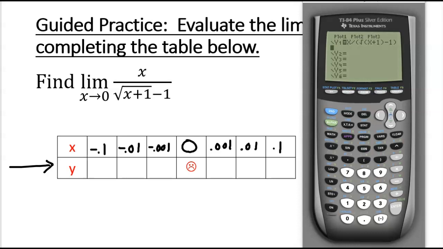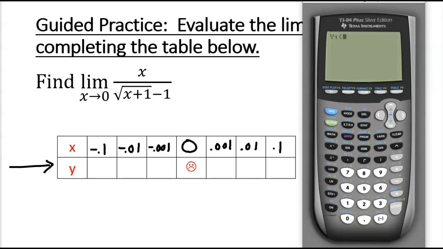Now, if you had trouble even getting back to the home screen, remember you push second, and then you push the mode button, which is quit at this point. And then you're going to push vars, V-A-R-S. You're going to go over to where it says y vars. You're going to push 1, and you're going to push 1 again. Now we have our y1, which is our function.